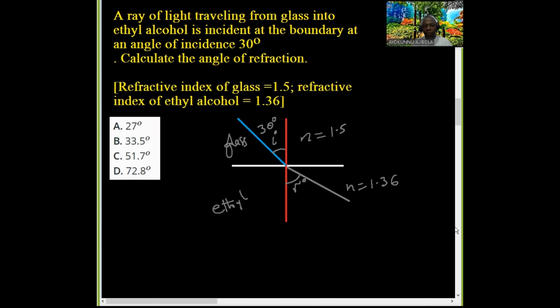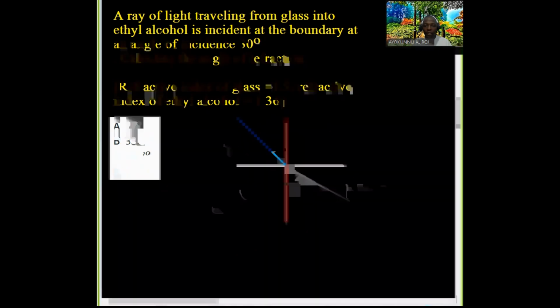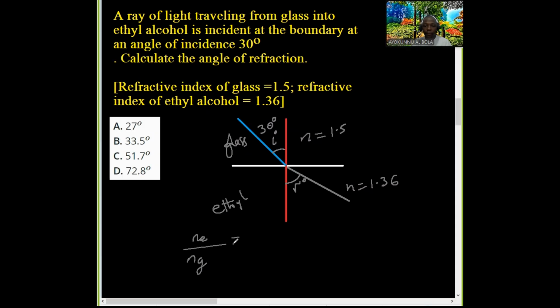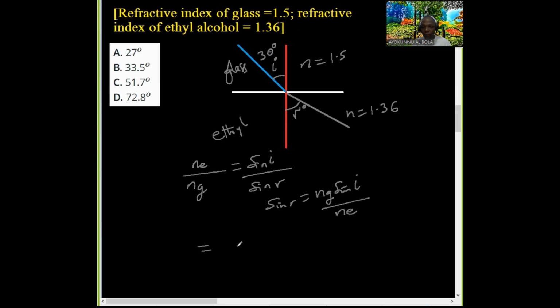the refractive index of ethyl alcohol over the refractive index of glass will be sine i, which is in glass, over sine r. Then we're looking for r, so sine r will be refractive index of glass times sine of incidence over refractive index of ethyl alcohol. That means we have 1.5 times sine 30 over 1.36.